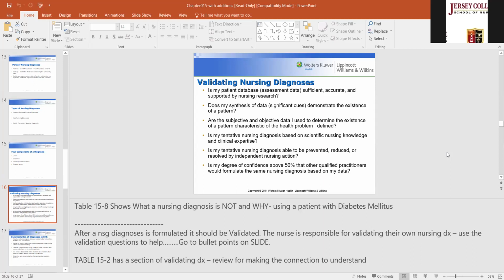Like someone has fluid volume overload and they're in heart failure, just doing certain things for them, like restricting fluids and stuff might not be enough. I might have to actually get a diuretic or something ordered for them. Is my degree of confidence above 50% that other qualified practitioners would formulate the same nursing diagnosis as mine based on the data?